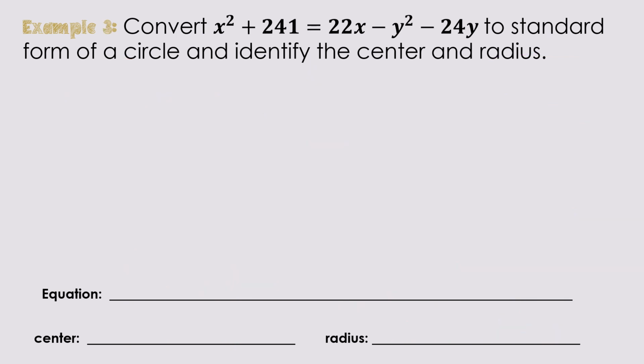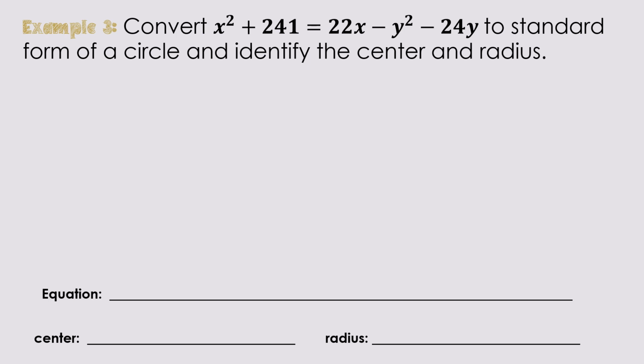Okay, for example 3, we're going to try another, but if you look at this one, you can see that that's not really in the general form. Things are on different sides of the equation. So we need to be careful that if we have to move something over to the other side of the equation, we do the opposite.